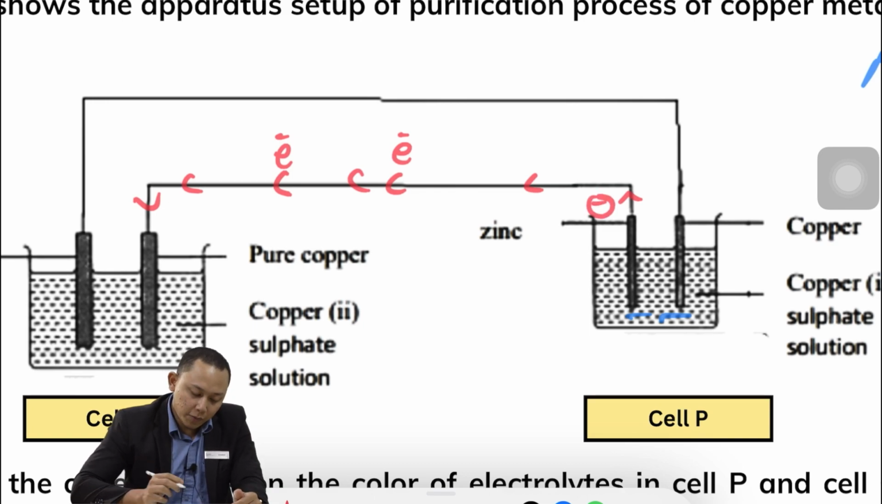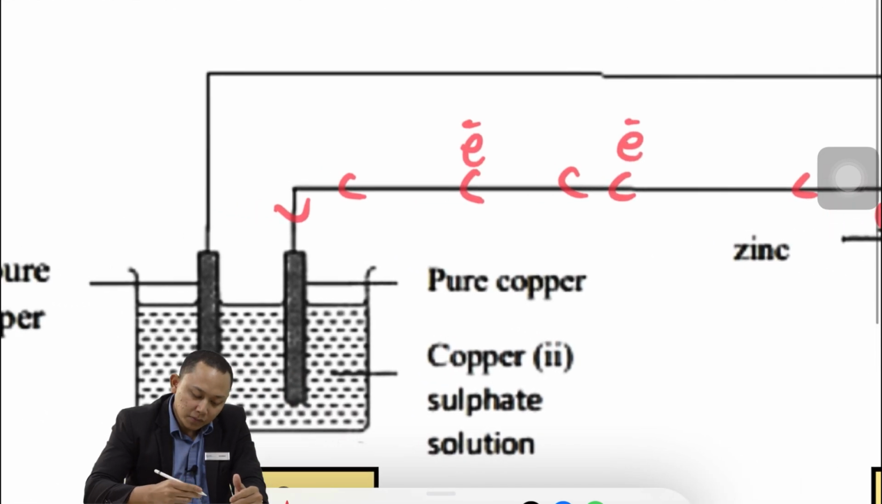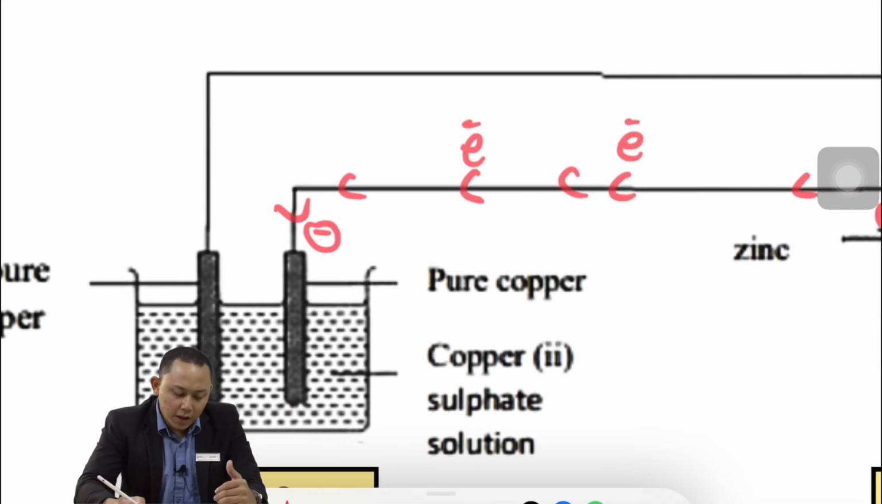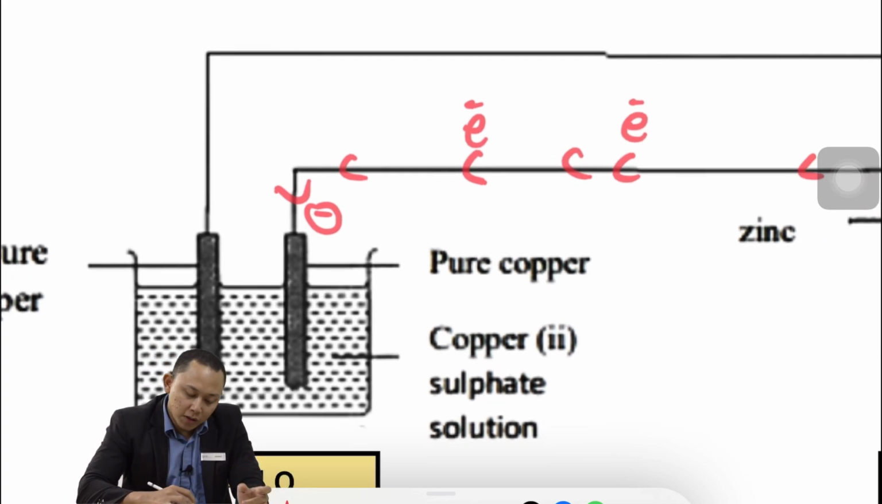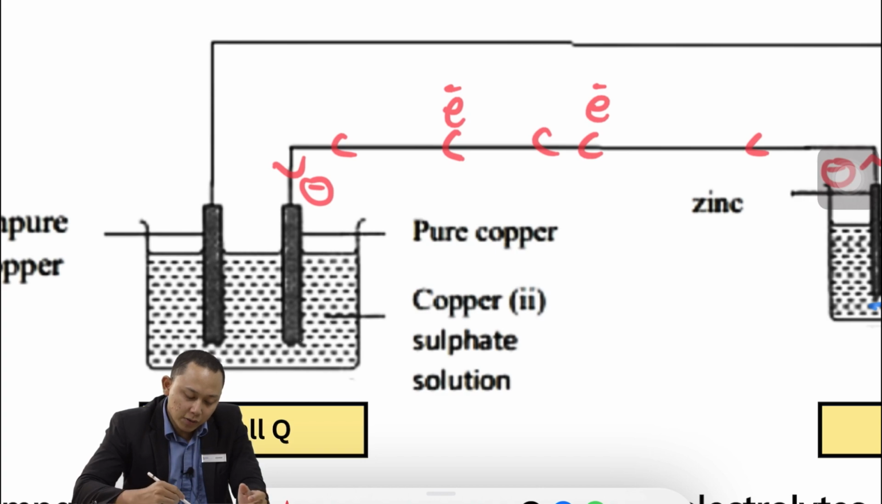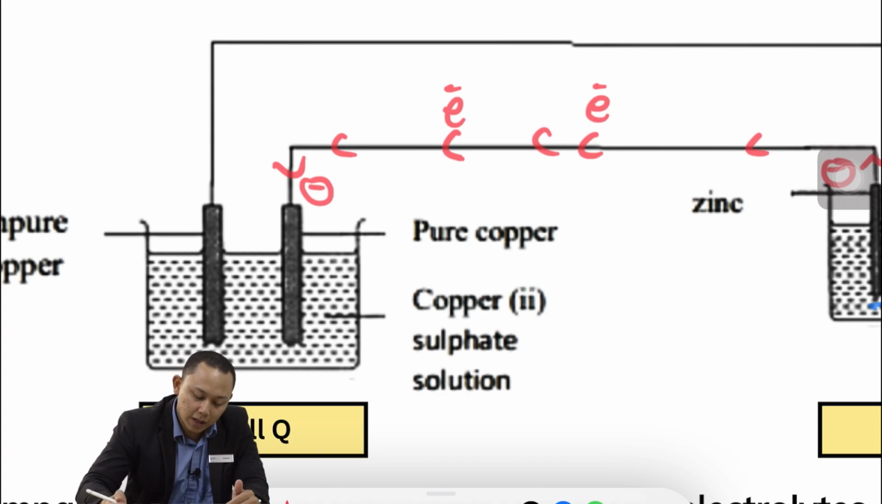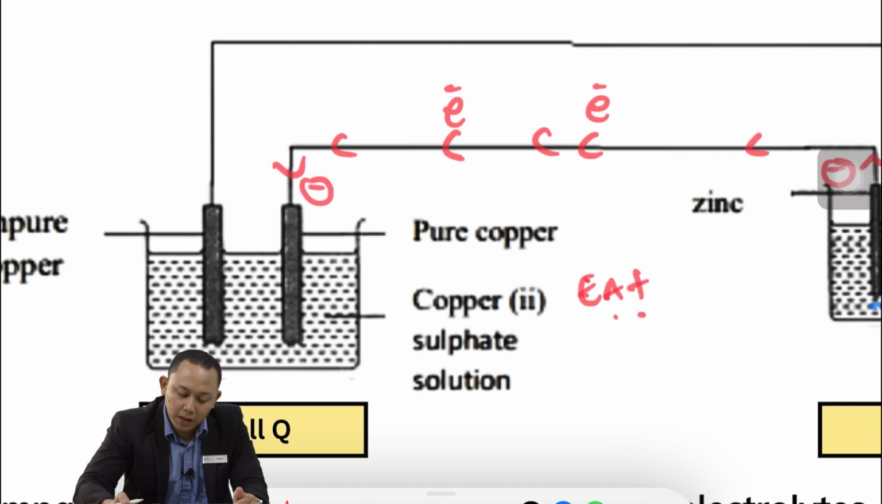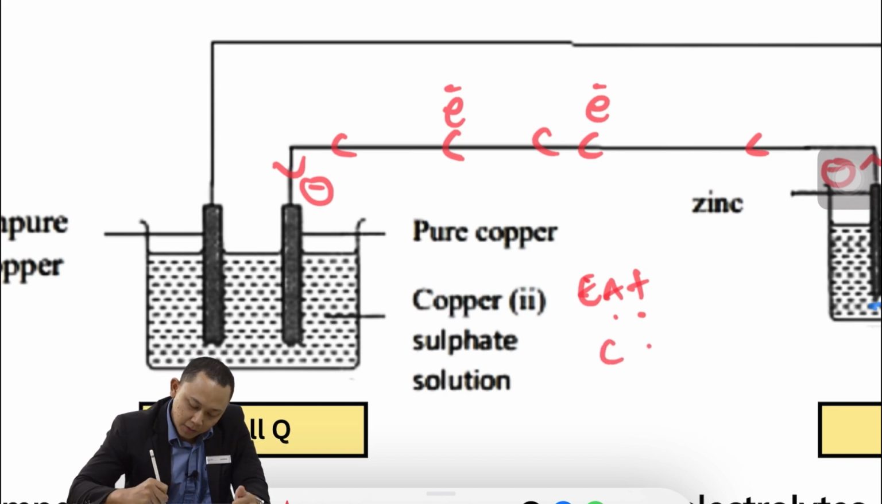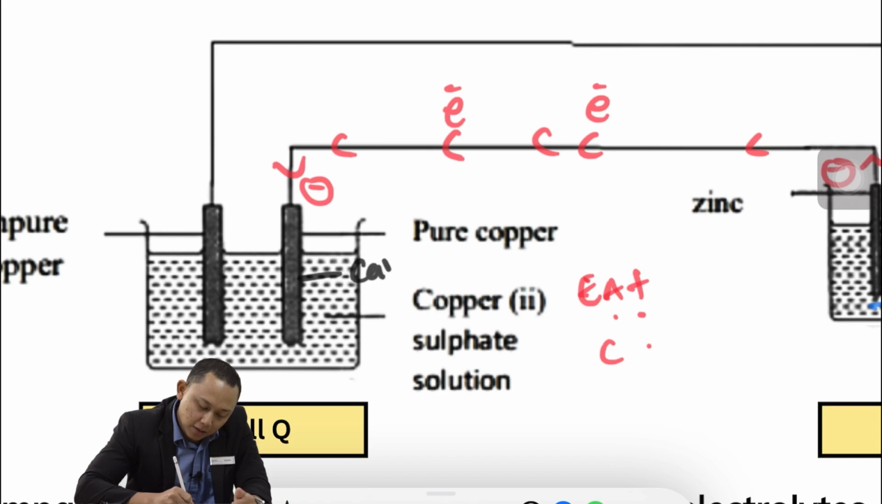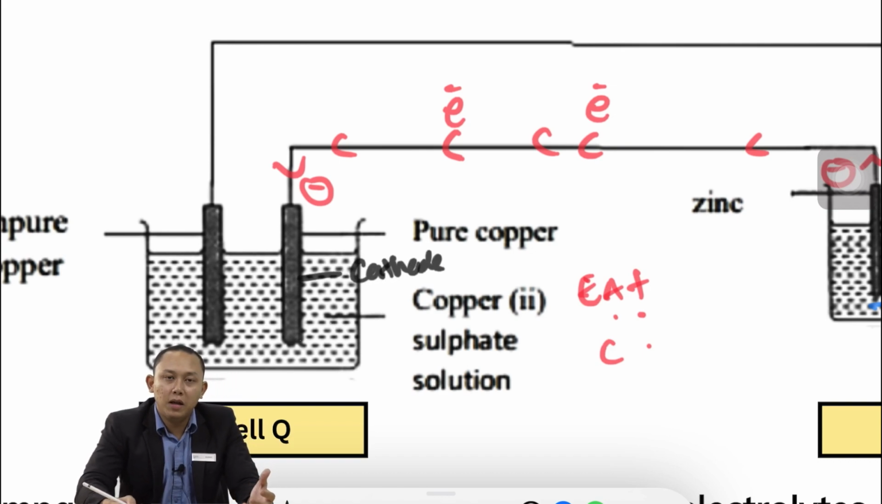When the electrode is attached to the negative terminal, negative will attract positive. Positive what? Positive ion. For the electrolytic cell, the electrode attached to the negative is the cathode, remember EAT. Your anode is the positive terminal, meaning your cathode is the negative terminal. So this is the cathode, and the cathode attracts cations.